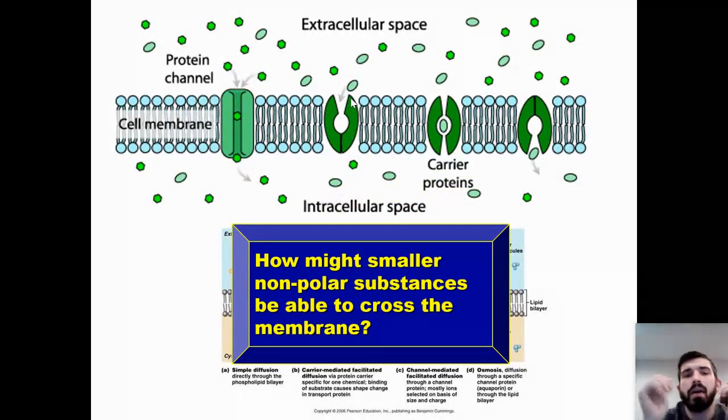So we just talked about how larger materials are able to enter and leave the cell through these proteins, right? But we didn't talk about small stuff. What about things that are even smaller? How do you think those are going to cross through the cell membrane? Before moving on to the next slide, I want you to stop it here and think about it. Pause the video for a moment and try to come up with the answer for yourself.